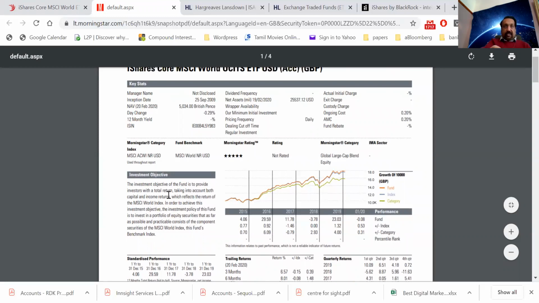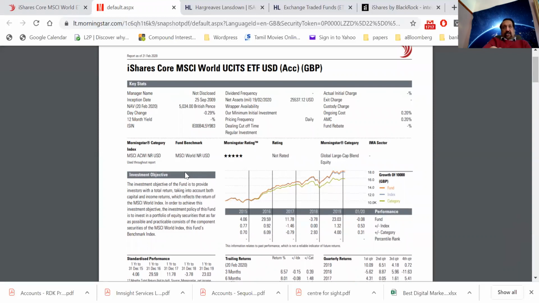The investment objective of the fund is to provide investors with a total return, taking into account both capital and income, which reflects the MSCI World Index. So MSCI World Index, this is what you need to put into Google. You will get all the information that you need as to what the companies in the index are, and what percentage the index tracks. So the index gives you an indication as to what percentage of your money you should put.